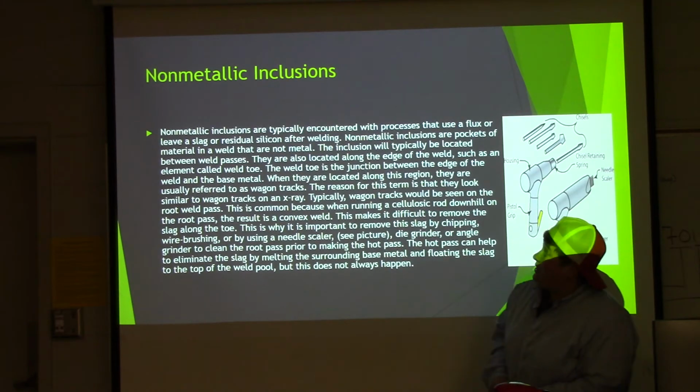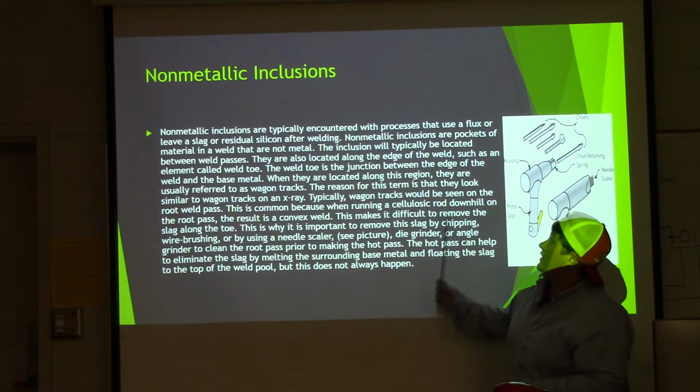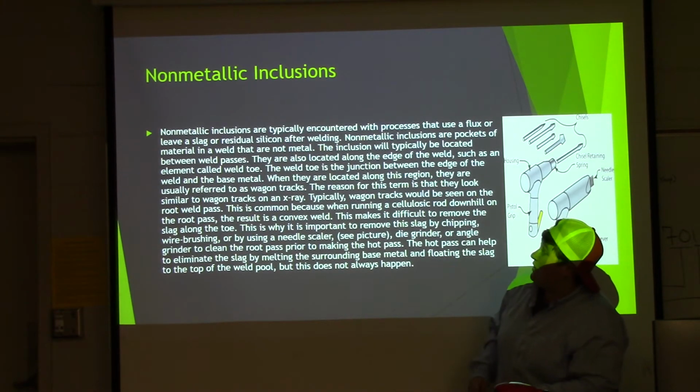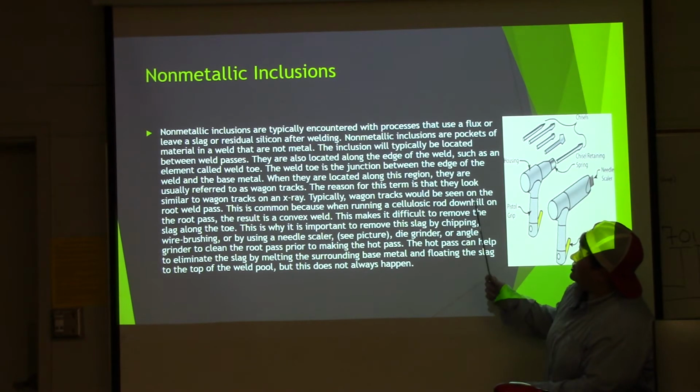Non-metallic inclusions. Non-metallic inclusions are typically encountered with processes that use a flux or leave a slag or residual silicon after welding. Non-metallic inclusions are pockets of material in a weld that are not metal. The inclusions will typically be located between weld passes. They are also located along the edge of the weld, such as an element called the weld toe. The weld toe is the junction between the edge of the weld and the base metal.